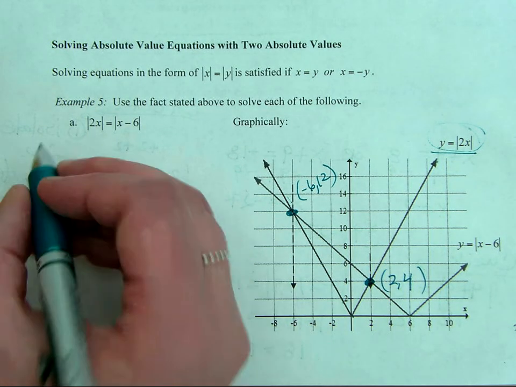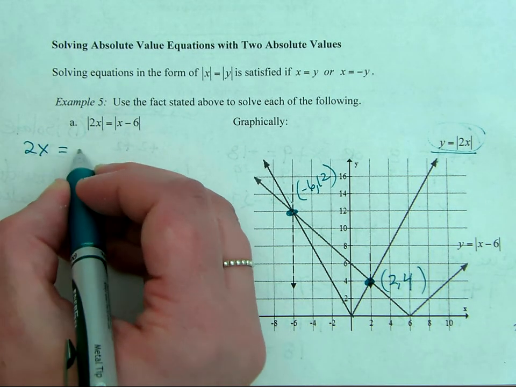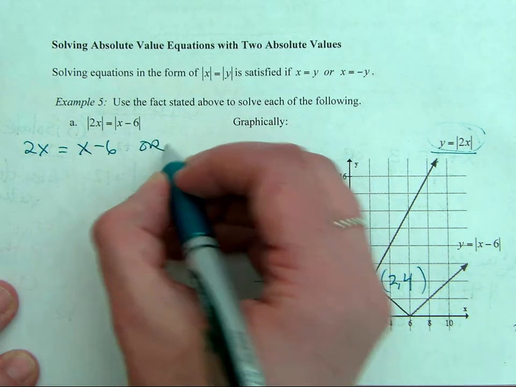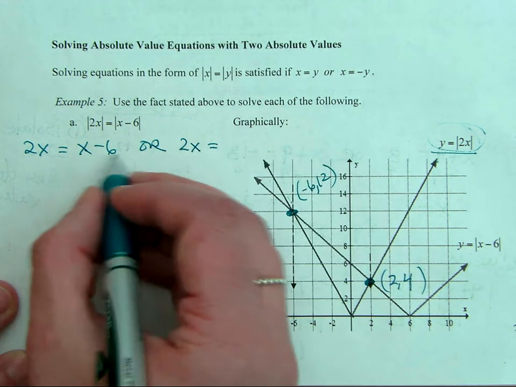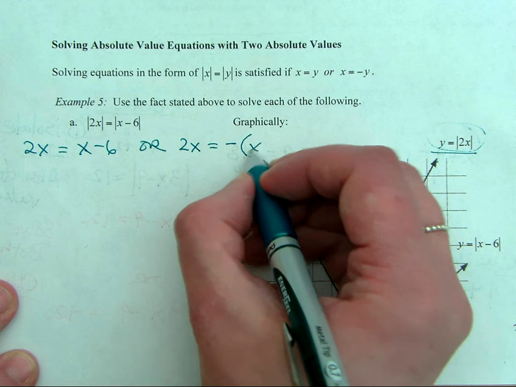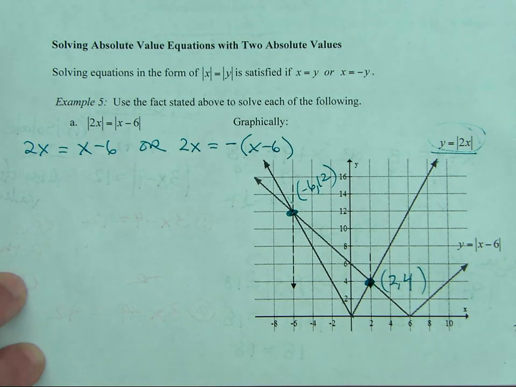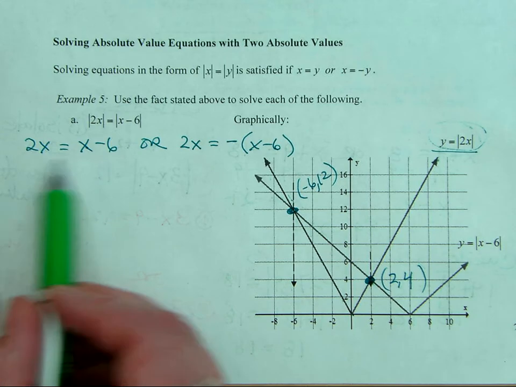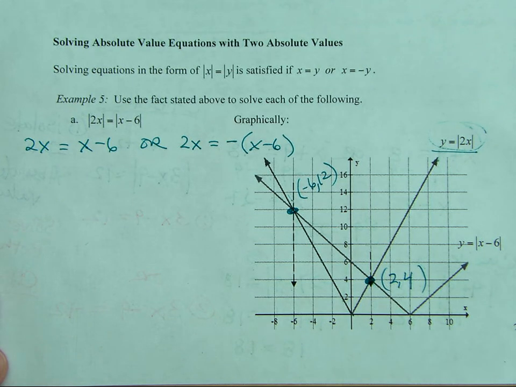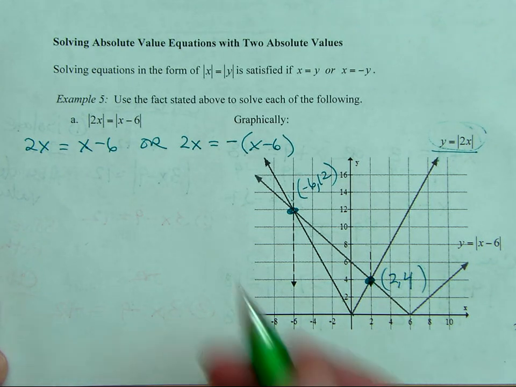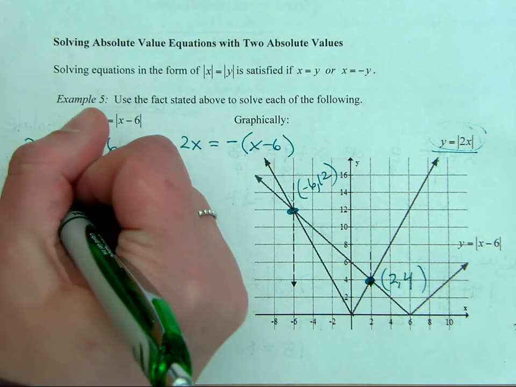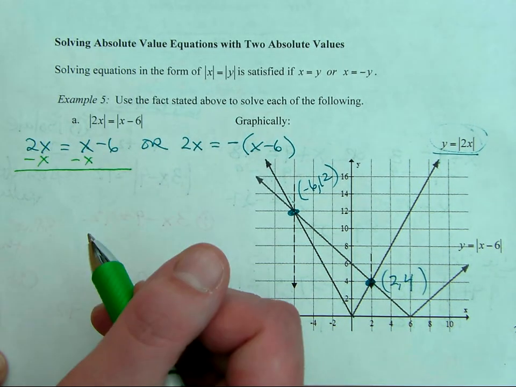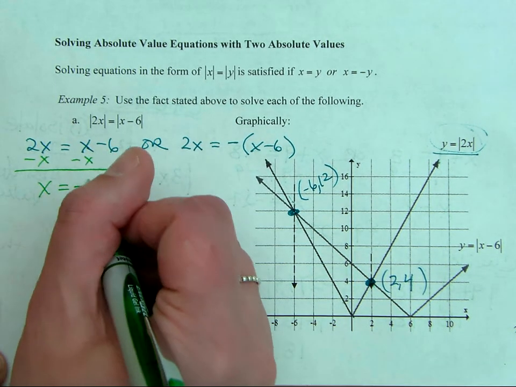So now how would we solve this algebraically? To solve it algebraically, we're going to take 2x equals the regular x minus 6. You leave that side the same. Or 2x equals the opposite of this, so negative x minus 6, right? So the first one, how would I solve for x here? What would I do to get x by itself? Subtract x from both sides, so I get all the x's onto one side. What do I get on this side? x equals negative 6. Good.